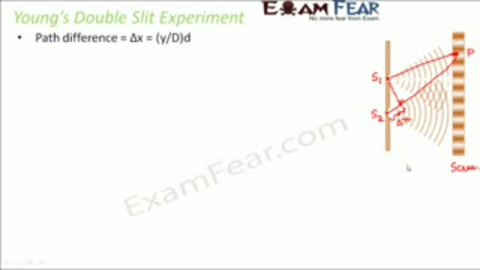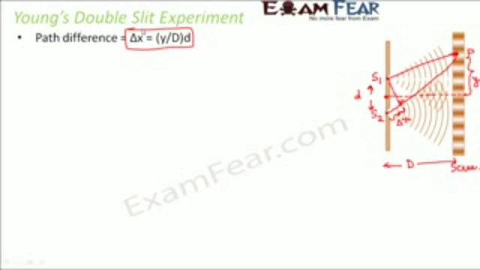So what are capital D and small d? Capital D is the distance of the screen from the slits, and small d is the distance between the two slits. And what is y? y is nothing but the distance of the point P from the center. This is y. So let's say this is the center. From the center of the pattern obtained on the screen, the distance to where point P is placed is y. So we can calculate path difference using this expression.